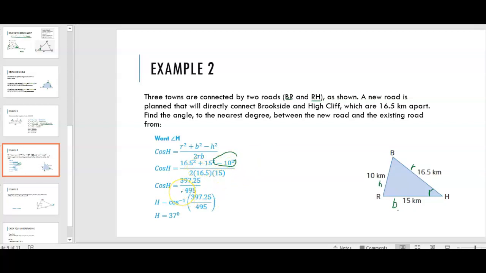You have cosine of angle H equal to this ratio. Every time we solve for an angle, we're going to use the inverse of the function, cosine in this case. Put that into your calculator, round your answer to the nearest degree as required. Okay, pretty straightforward. Don't overthink it. The only thing that I need you to pay close attention to is when you plot the given values into the formula.